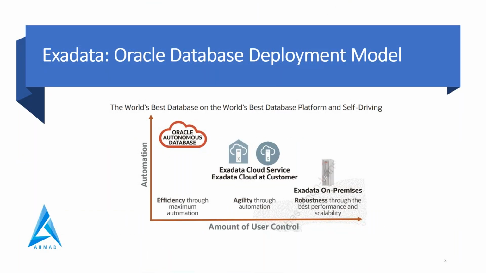Now, in terms of deployment model, we know that Oracle Database is the number one database, and now Oracle Autonomous Database is in demand. So if you are putting it on the best database platform, self-driving, that is Exadata, which will give you better performance.